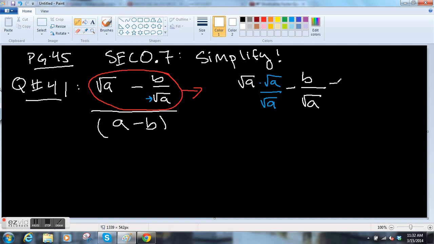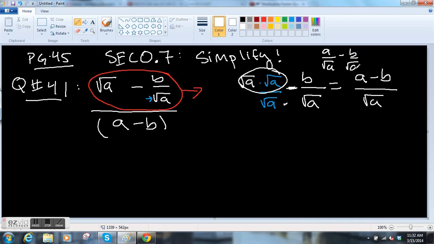So this equals, look at this. Do you see why I did this? Square root of a times square root of a is a, minus b. Now they're both over square root of a. And you might say, how come I can't multiply these together? Because this was minus. So this turned into a over square root of a minus b over square root of a. So that's a minus b over square root of a.